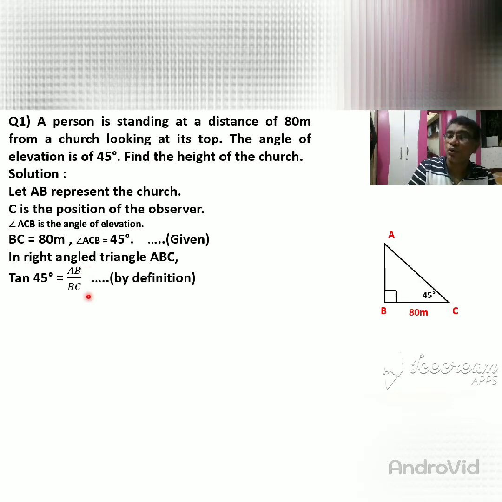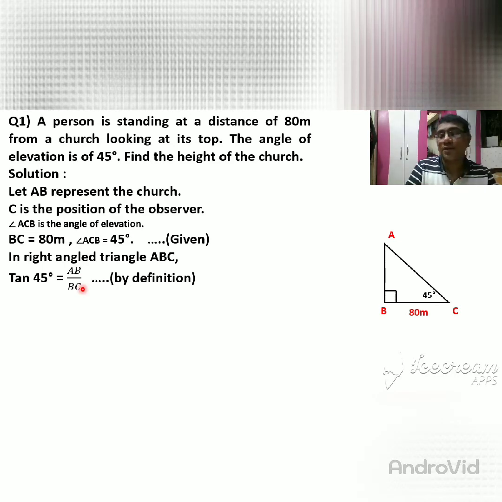Because tan means opposite upon adjacent. See, this is the 45 degree angle, so the opposite of 45 degree is AB. I write here AB, and the adjacent is BC, so I write here BC. So tan 45 is equal to AB upon BC.